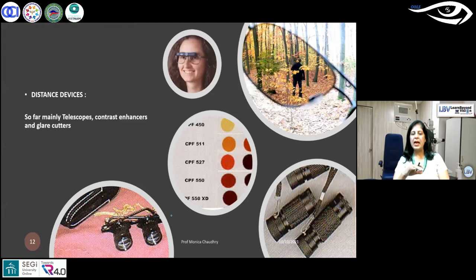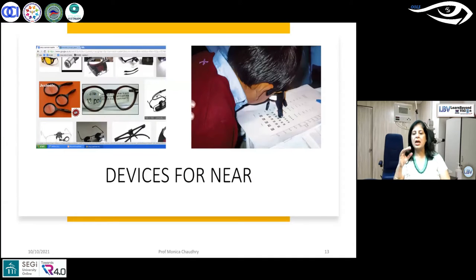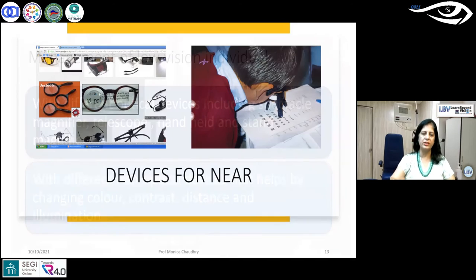Once you have had the assessment of quality, quantity, move on to the trials of devices, then only. Let me talk about what we had so far for our distance devices. We had just the telescopes, a few contrast enhancing filters, and glare cutters. I don't know how many of you actually have access to these kind of devices. And for the near, you have a plethora of magnifiers: spectacle magnifier, hand magnifier, stand magnifier, even near telescopes, and different types and shapes of these devices, which you can categorize into either of these three.